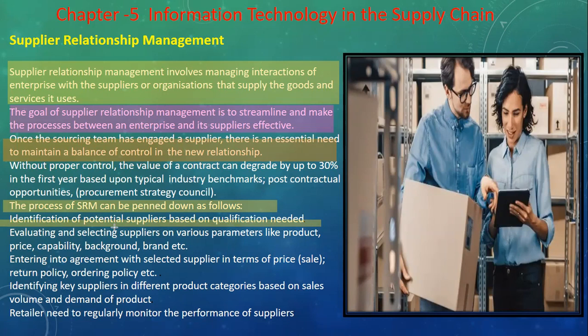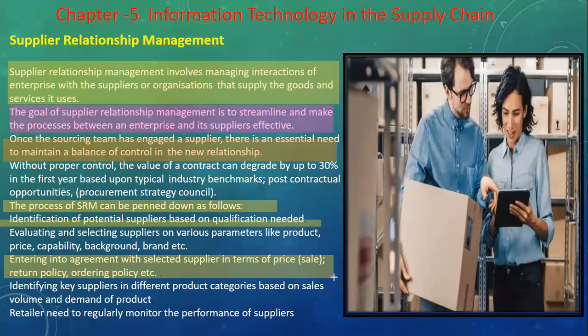Now, entering into the agreement with the selected supplier in terms of price, return policy, and ordering policy. When you make any agreement or contract, you need to understand the terms and conditions: pricing, return policy, and the ordering policies. These three things need to be clarified at the time of the contract, so that you will not face any problem in the future.